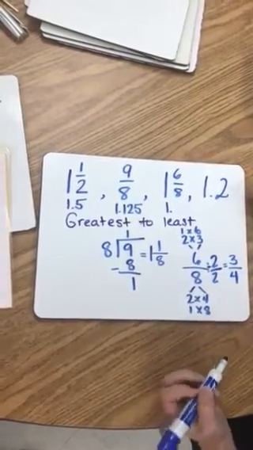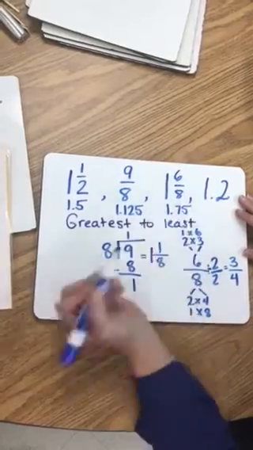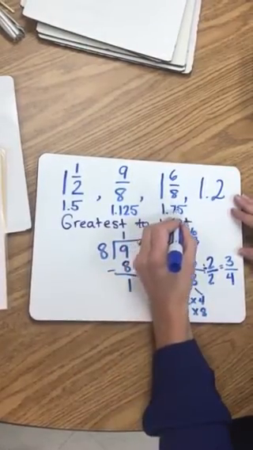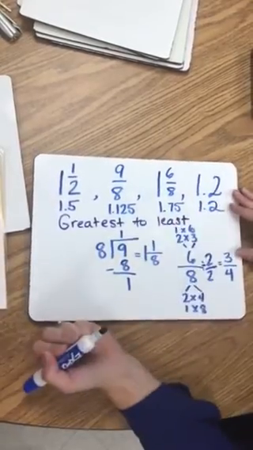Now 3/4, I know that one. That's going to be 75 hundredths. So now I have 1.75. Great. And then the last one's already done for us, and that's going to be 1.2.